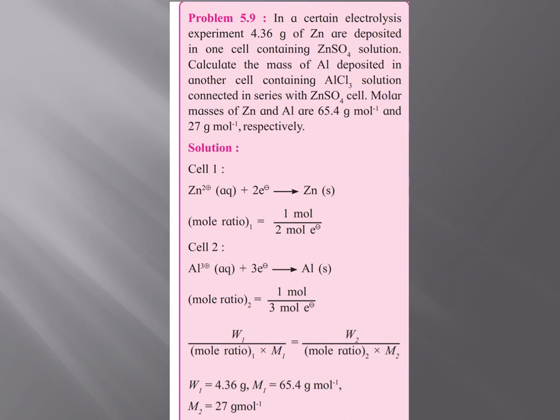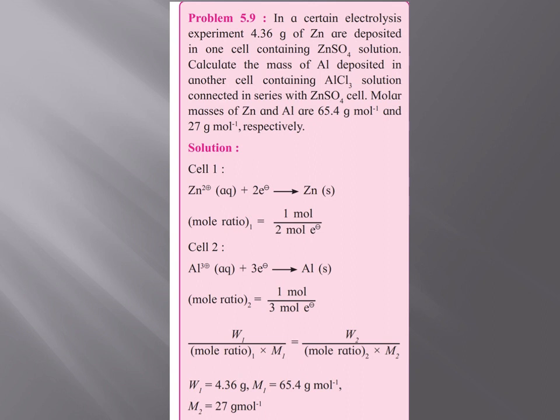As zinc contains 1 mole, that is why it is 1 mole upon 2 moles of electrons. Now let us come to the third cell. The oxidation state of Al is 3 plus. Over here also reduction has taken place, and Al3+ gains 3 electrons: Al3+ + 3e- gives Al, which will get deposited on the cell containing the AlCl3 solution. So the mole ratio is 1 mole upon 3 mole electrons.